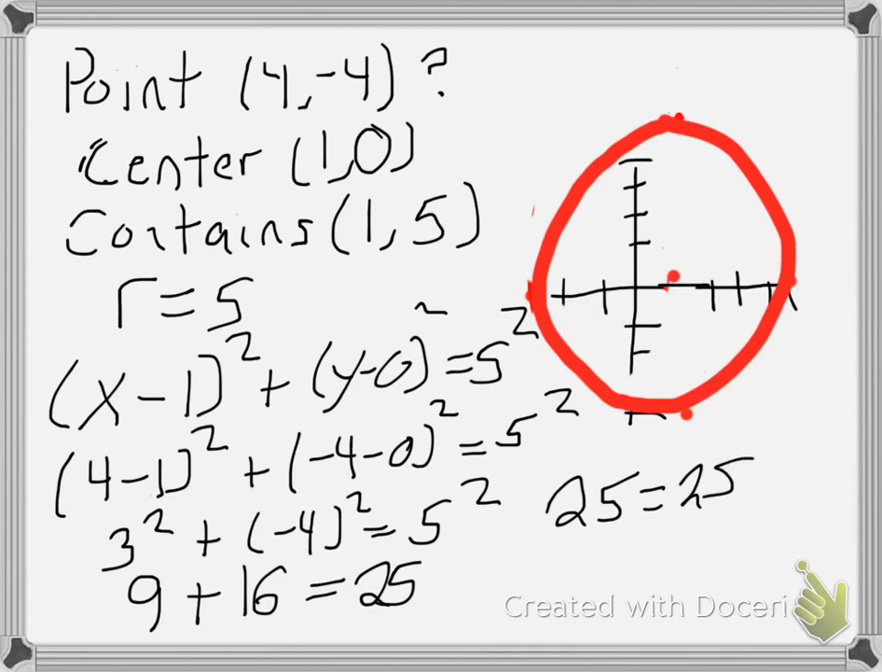So the point 4, -4, which would be somewhere over here, does indeed lie on the circle. That's all there is to it. If this is a true statement, then it lies on the circle. If it's a false statement, then it doesn't.